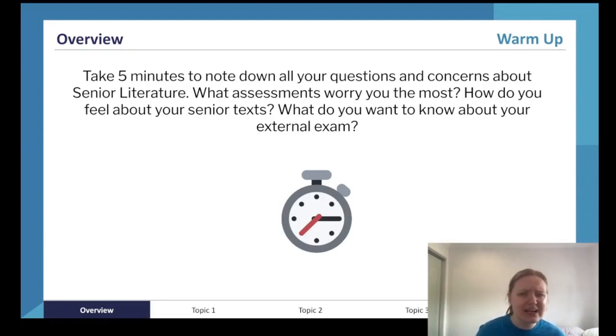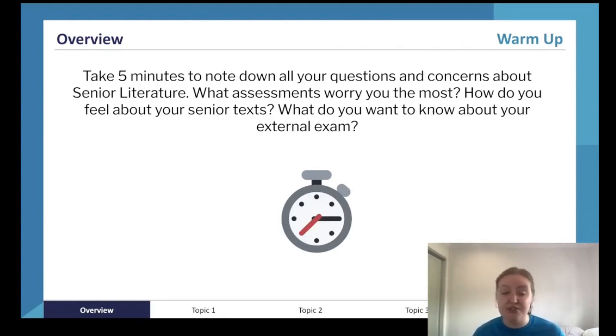So for example, what kind of assessments are you worried about? How do you feel about the senior text that you have been prescribed? What do you want to know about the external exam, and any other questions or concerns you might have? Take the time to think quite deeply about this. We do have the luxury of a little bit of time for this activity. So have a go at noting those down. I'll tell you when we have about a minute to go, and then we will head into the main content for today.